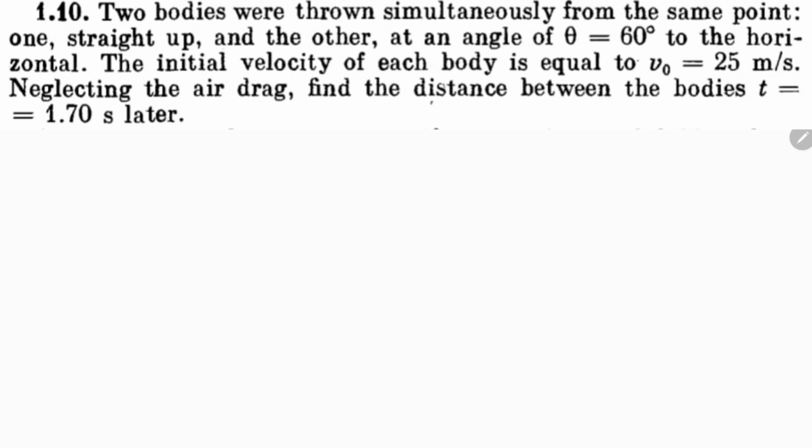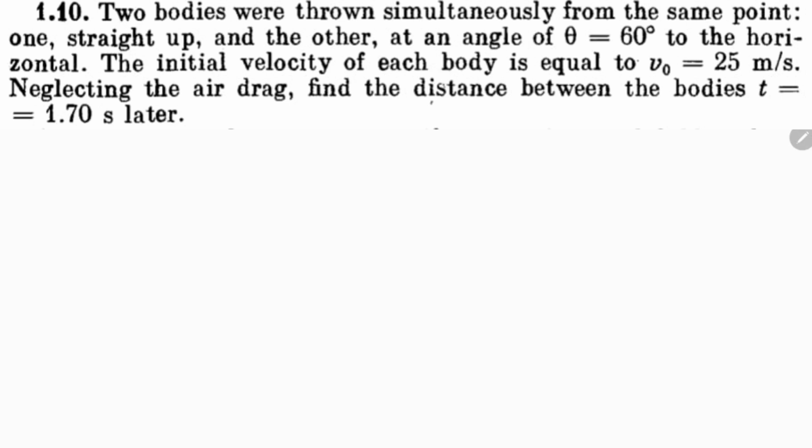If we state problem number 1.10, the problem states: two bodies were thrown simultaneously from the same point, one straight up and the other at an angle theta equals 60 degrees to the horizontal. The initial velocity of each body is equal to 25 meters per second. Neglecting the air drag, find the distance between the two bodies 1.7 seconds later.